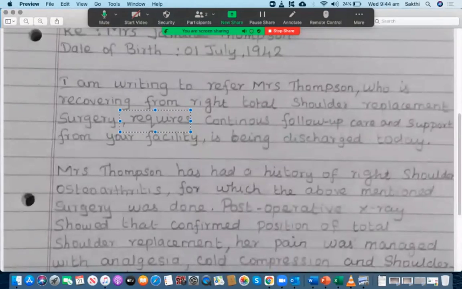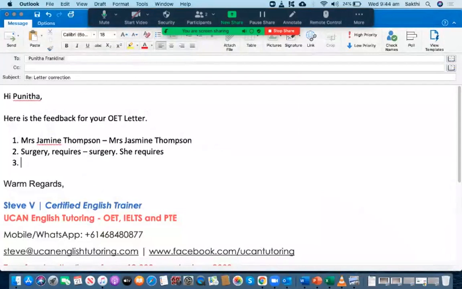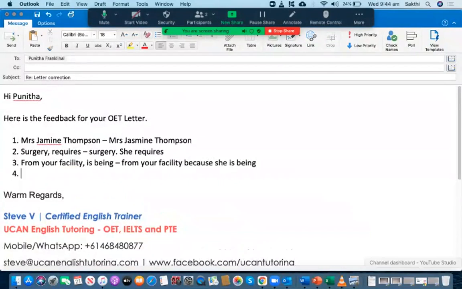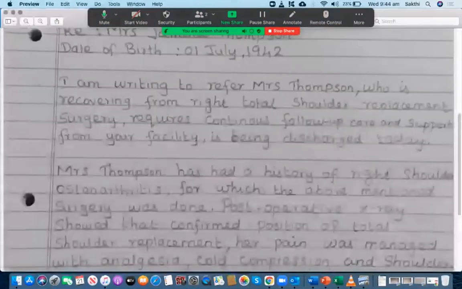She requires continuous follow-up care and support from your facility, as she is being discharged today. So instead of writing "from your facility, comma, is being", what you could have written down is "from your facility as she is being". Otherwise you can use "because she is being discharged today", so that is also fine. You can even say "after she is being discharged today". So you can use any phrase, but that must be grammatically correct. Apart from that, it's okay.